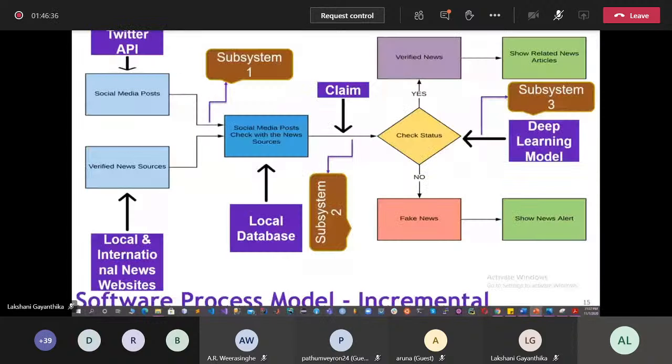This is the main software process model for the proposed research project. Basically, data are collected from social media posts and verified news sources. Then it is stored in a database. Then after building the deep learning model, it will check those posts with the model, and if it is verified news, it's shown as here, and if it's fake news, it's shown in red color.